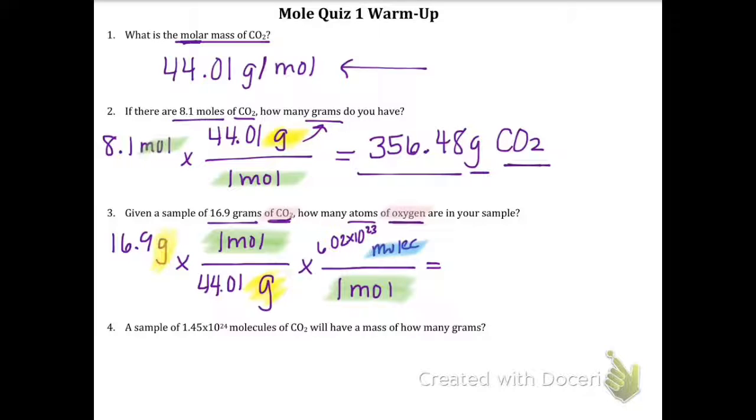Okay, we're going to do the math. Multiply and divide, and hopefully, let's see what you get. So you should have gotten 2.31 times 10 to the 23 molecules of your compound carbon dioxide.